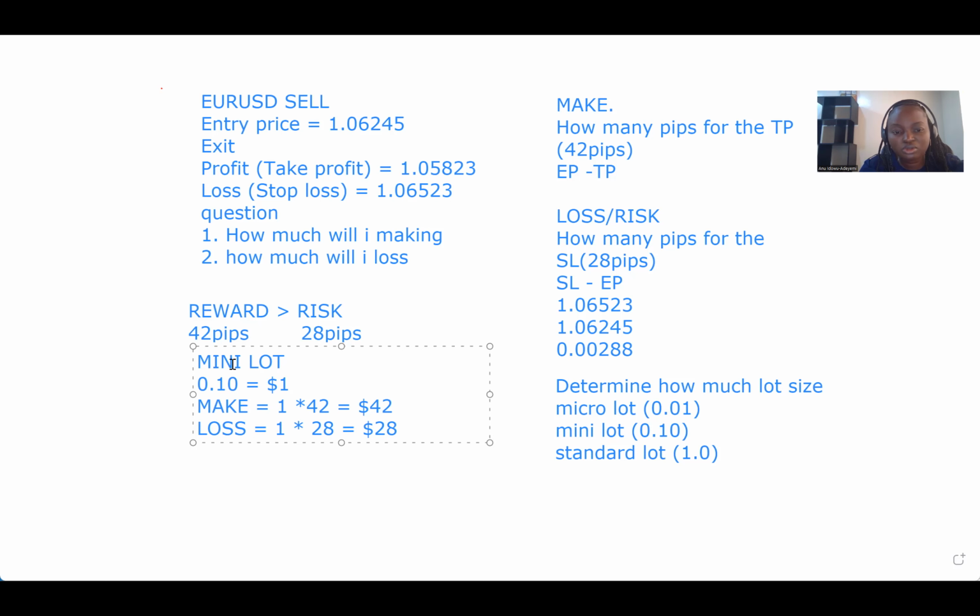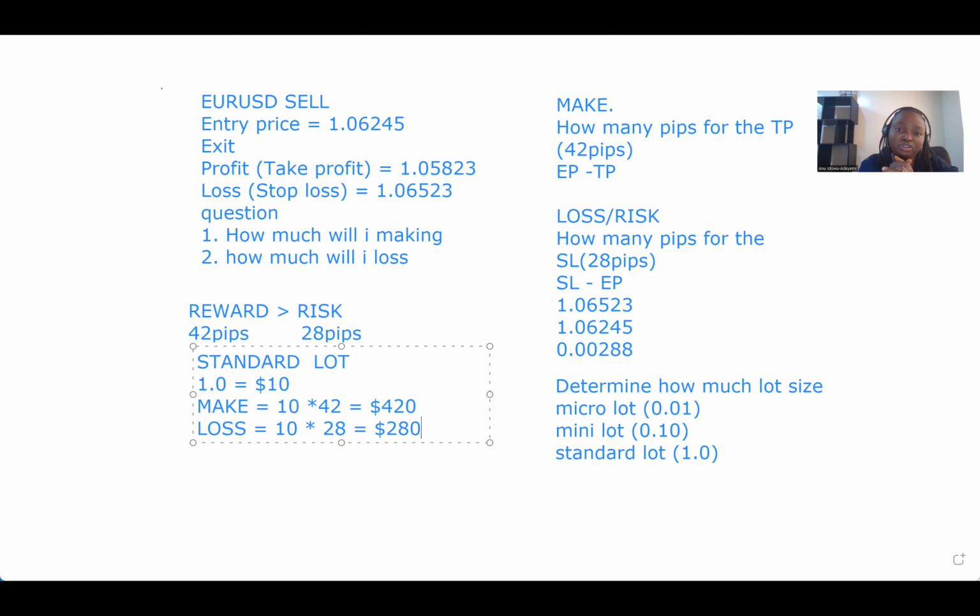Now let's go to the third one, which is the standard lot. For the standard lot, 1.0 is equivalent to $10. So if we decide to use this, you're making $420 on that one trade. And remember, if you are losing, you'll be losing what? $280.